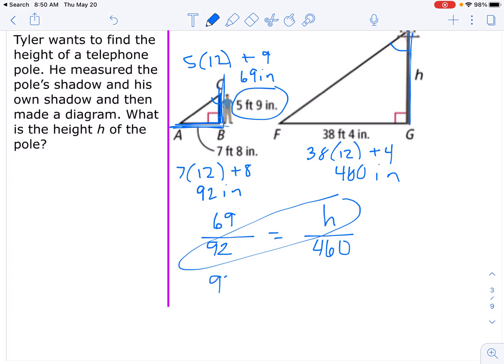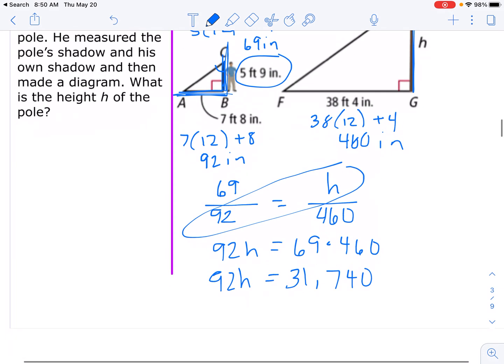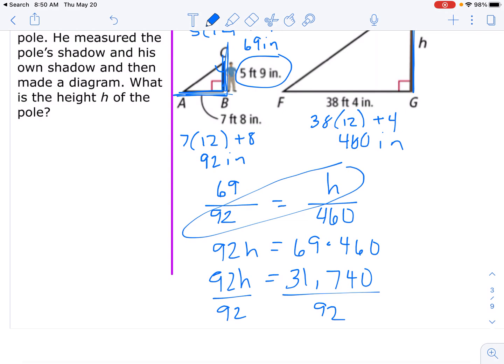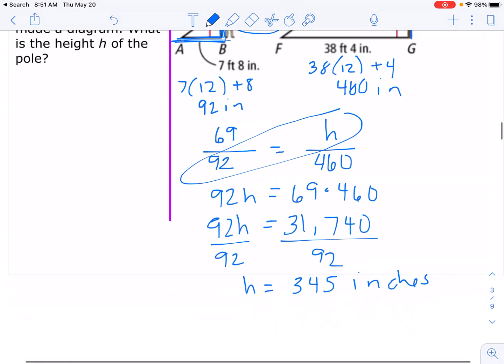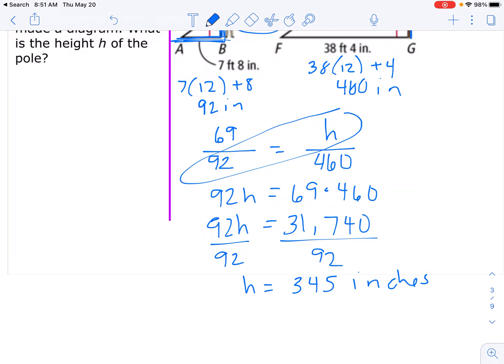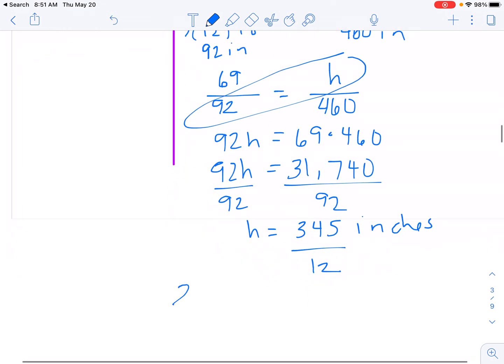92 times h is 92h, and 69 times 460. 92h is equal to 31,740. To get h alone, I'll divide by 92. And I get 345. Because I had converted everything into inches, the measurement on this height is inches. I can convert it back to feet by dividing 345 by 12. I get 28 feet, or 28.75 feet.